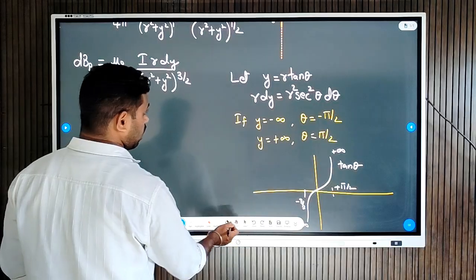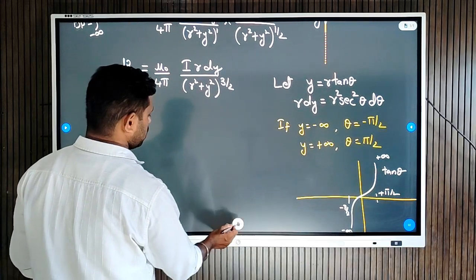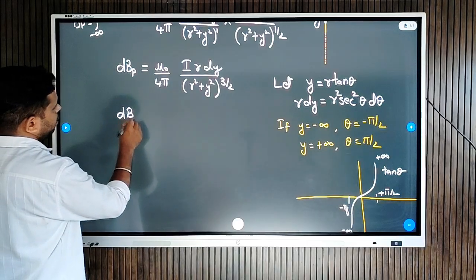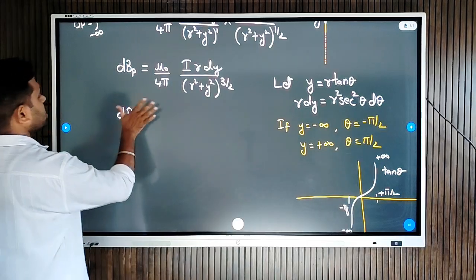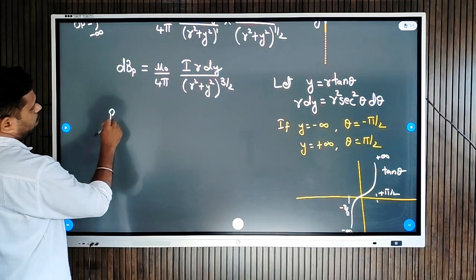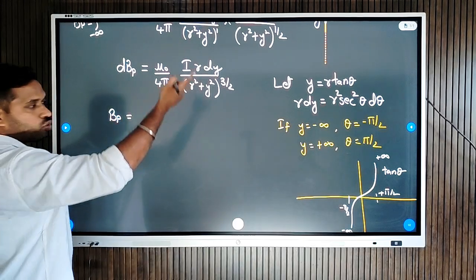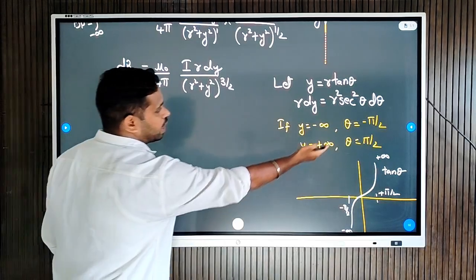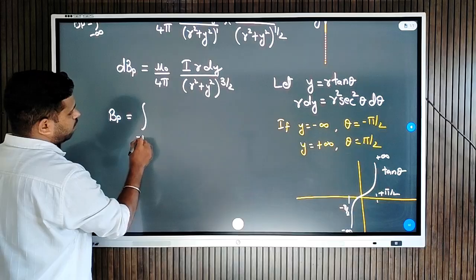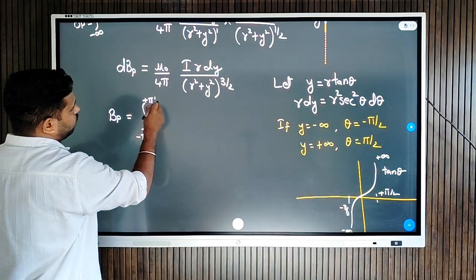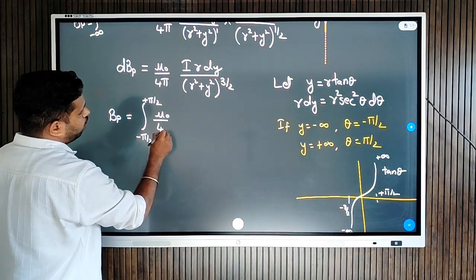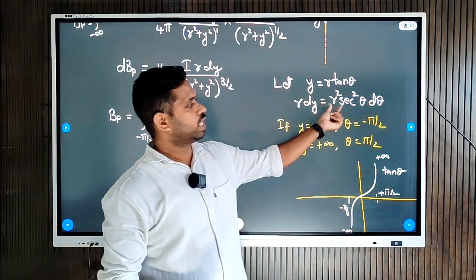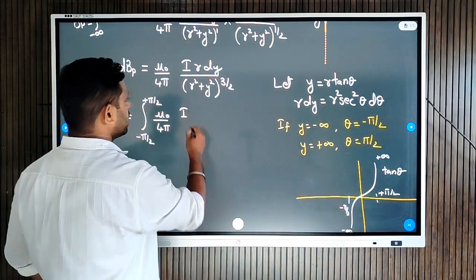Now we can just plug those things into the integral. Bp, the magnetic field at point P due to the entire length of the conductor, will be the integral, and now I have changed the limits, so it will be from minus pi by 2 to plus pi by 2 of mu naught upon 4 pi I r dy. What is r dy now? It is r squared sec squared theta d theta.